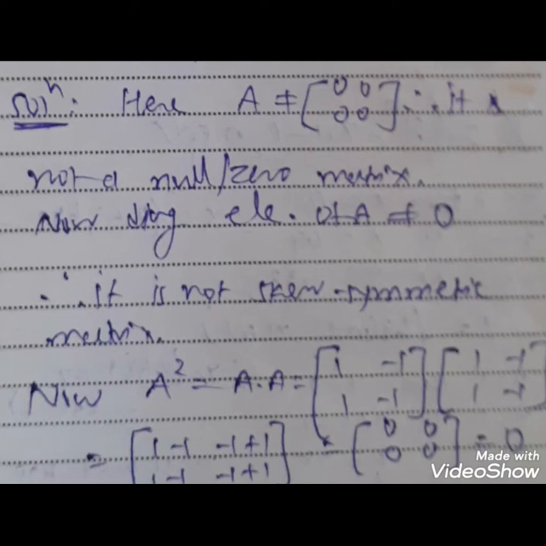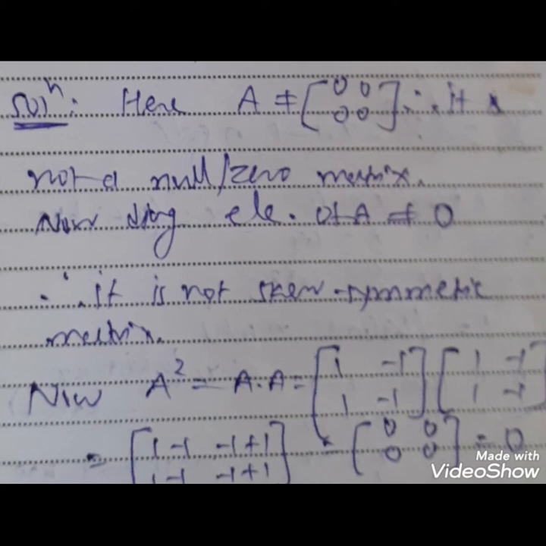So here we multiply first row with first column, then 1 into 1 plus minus 1 into 1, so 1 minus 1. Now first row multiply with second column, then we get 1 into minus 1 plus minus 1 into minus 1, so minus 1 plus 1. Now second row multiply with first column, so 1 into 1 plus minus 1 into 1, so 1 minus 1. And second row multiply with second column, then 1 into minus 1 plus minus 1 into minus 1, so minus 1 plus 1.